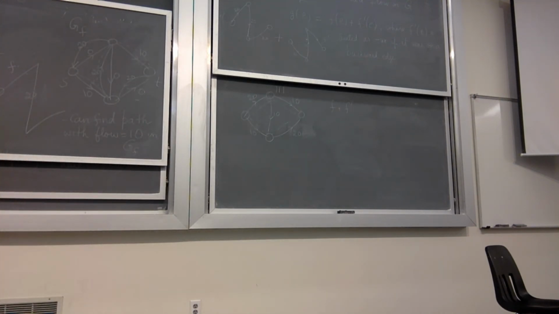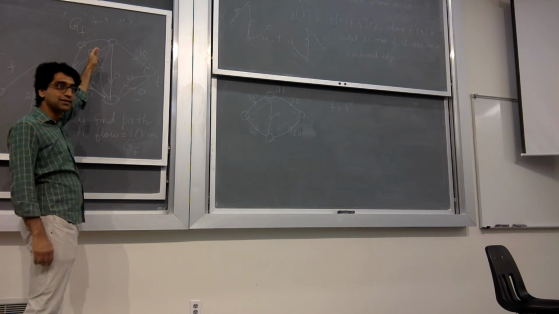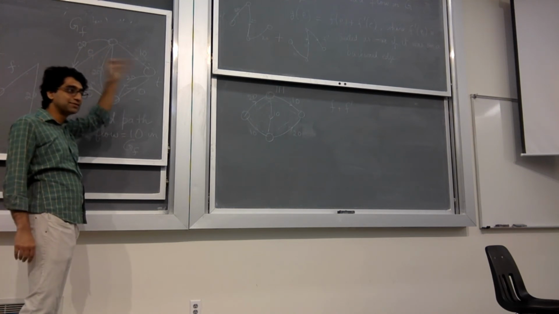Okay, and note that intuitively this flow f prime is correcting the mistake that you've made, right? So this residual graph has backward edges that allow you to correct for mistakes that you made.